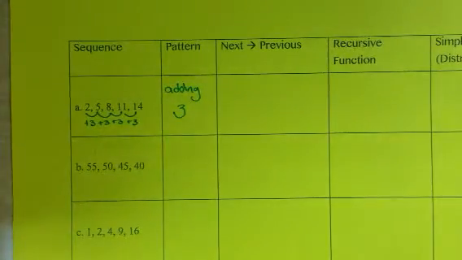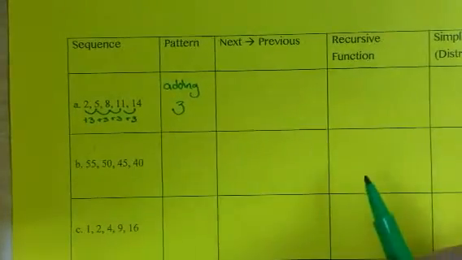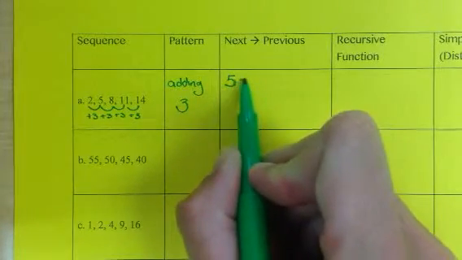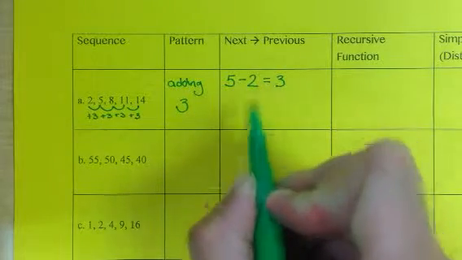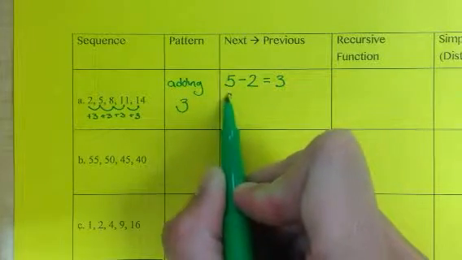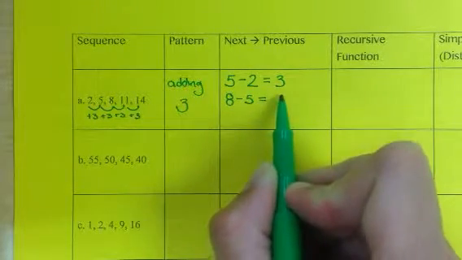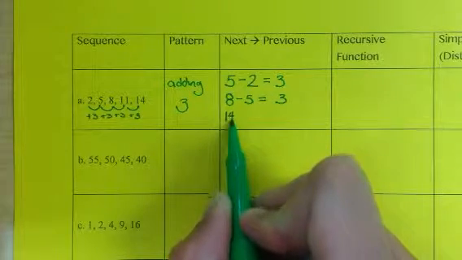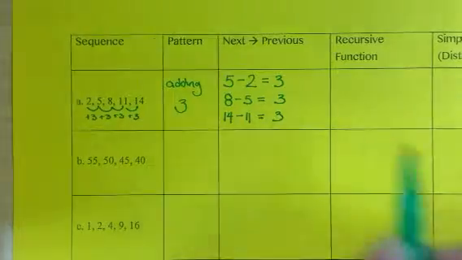Okay? How we can find this using what we just took notes on is that next to previous. So you're going to take your next term, which would be 5, minus the term before it, which would be 2, and 5 minus 2 is 3. Check it again. The next term is 8, minus the previous term is 5. 8 minus 5 is 3. Then you would have 14 minus 11, which equals 3.